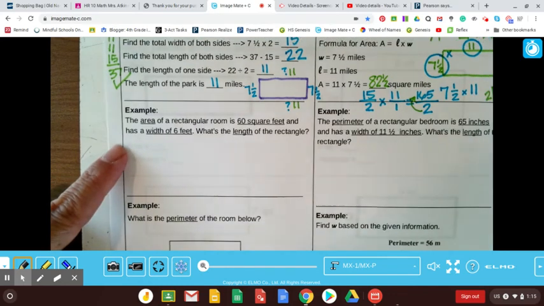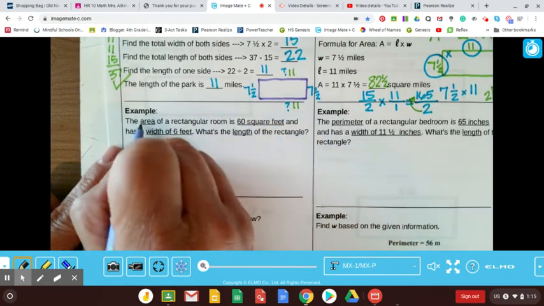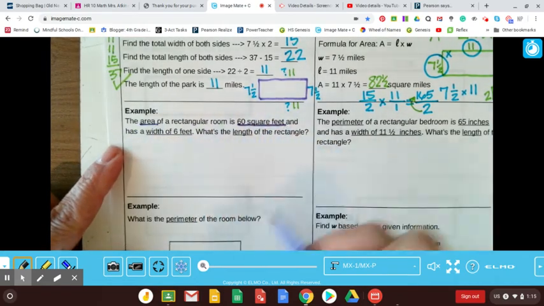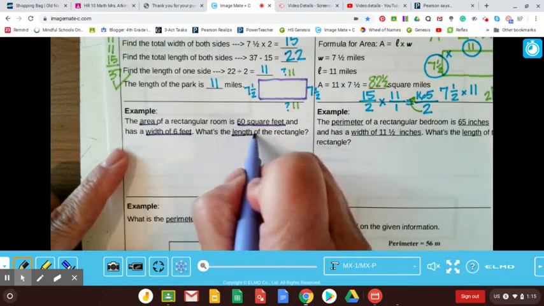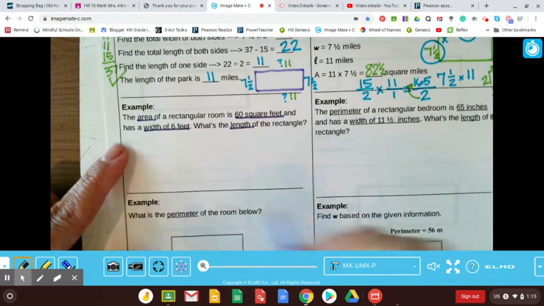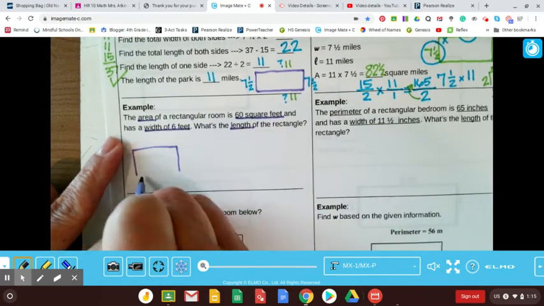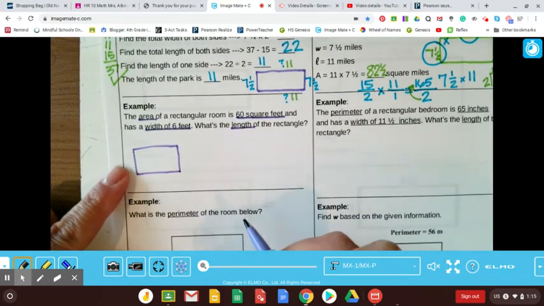The area of a rectangular room is 60 square feet. So they're telling us the area, it's 60 square feet. It has a width of 6 feet. What is the length of the rectangle? All right, so let's draw a little model. I always like to draw it.